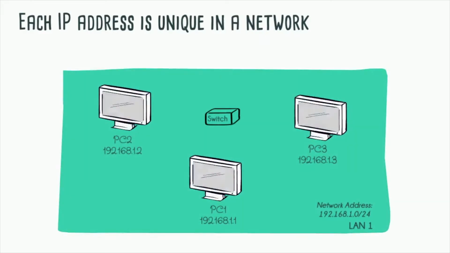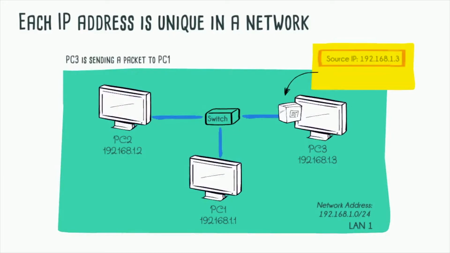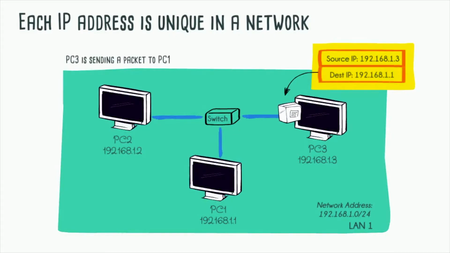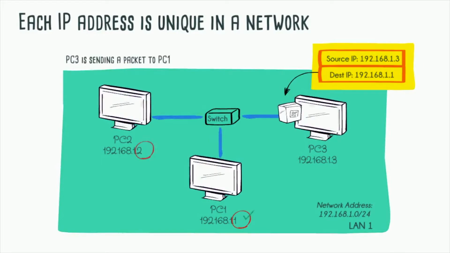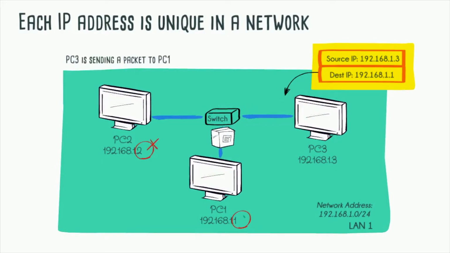Let's take a look at a simple network with 3 PCs. In this network, all 3 PCs are assigned unique IP addresses each. Imagine that PC3 is sending a packet to PC1. In this case, we know that the source IP would be PC3's IP address and the destination IP would be PC1's IP address. Based on this destination IP, the network switch knows to forward the packet to PC1 instead of PC2. That's how the packets can travel to the right destination.